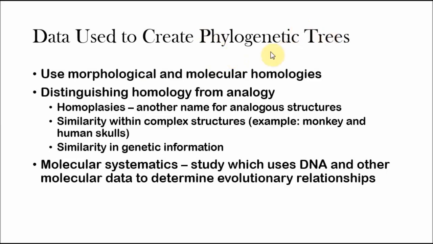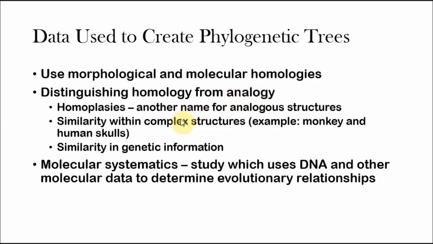Sometimes scientists run into an issue, and that's when you have to distinguish a homology from an analogy. So as a review, homology is from parts which are structured similarly because of direct ancestry, and analogy is because structures are similar because of convergent evolution. Homoplasy is another term for analogous structures. All this might be confusing, so please go back to previous videos and learn what all these terms mean.